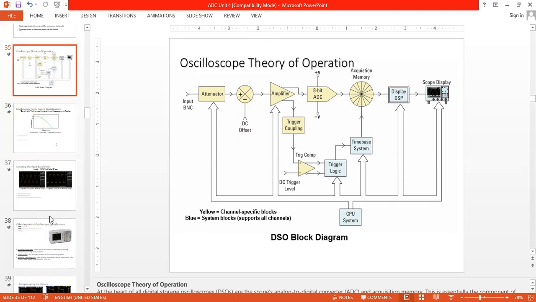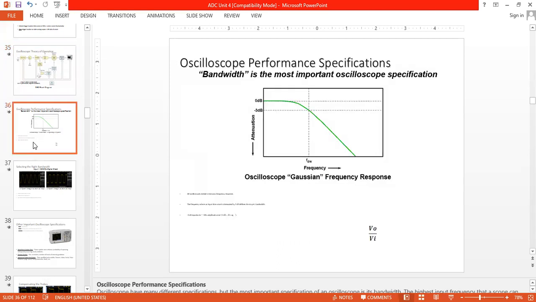But in digital storage, we need to get a sample of the input. We take that data, convert it into digital form, and compare it with the previous value. So we need a lot of modules: attenuator, DC offset values, amplifier, trigger coupling, trigger logic, time-base system, 8-bit ADC, then display, DSP, and scope display.